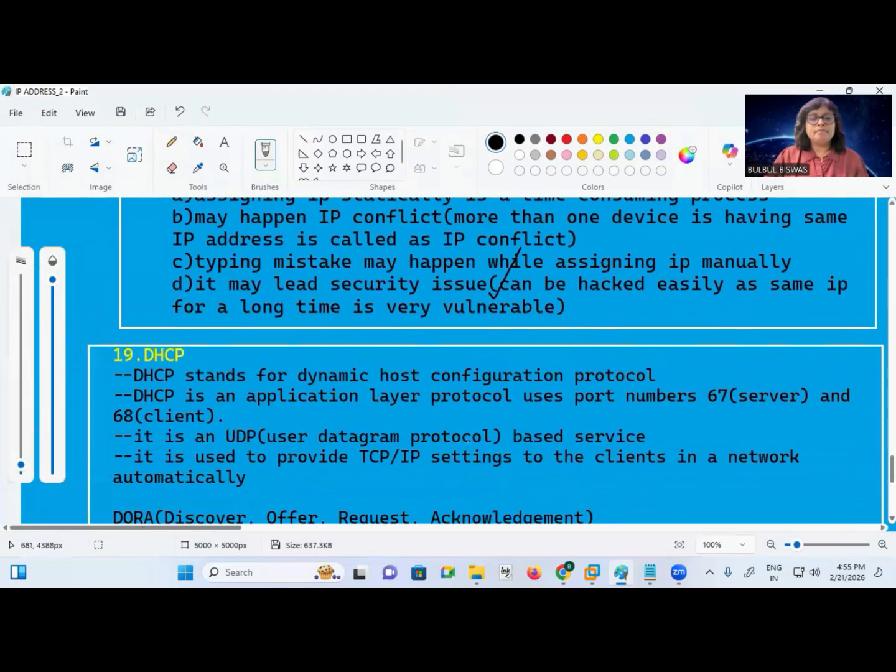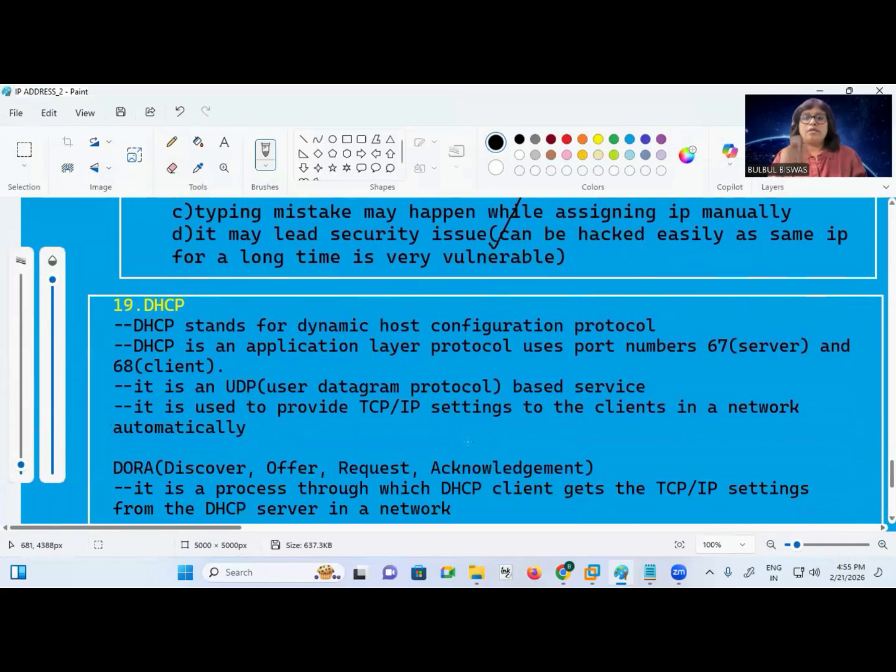What is DHCP? DHCP stands for Dynamic Host Configuration Protocol. I have mentioned it in the OSI reference model in the networking series. You can see DHCP is an application layer protocol and it uses port number 67 for the server and 68 for the client. It is a UDP based service. The main function of this protocol is to assign TCP/IP settings to the other devices in a network automatically. What is the job role of DHCP? DHCP is a service and its job is to provide the TCP/IP settings to the other devices in a network automatically.